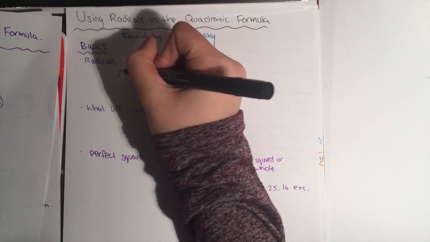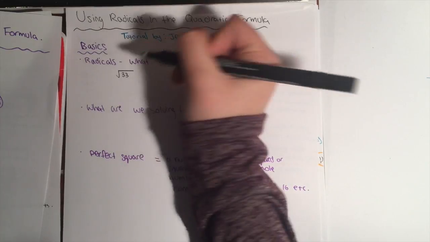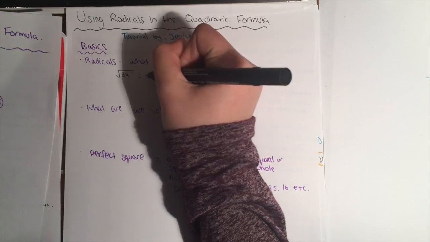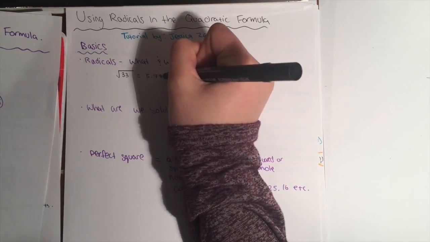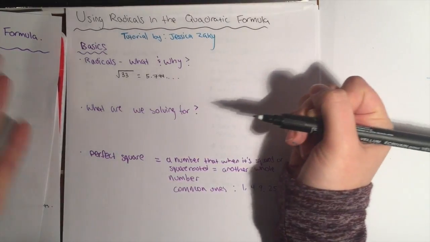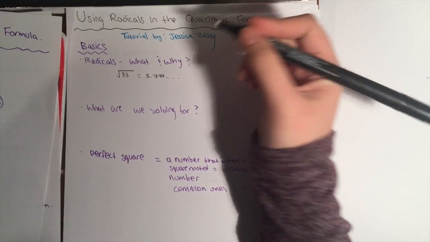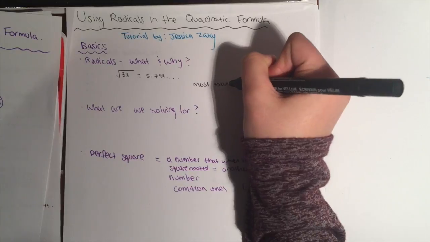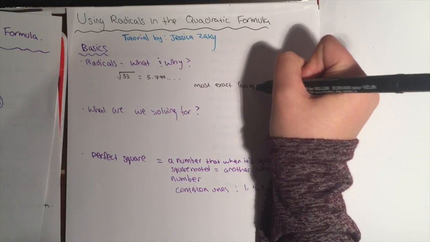For example, you could have any number under here, like root 33, and this is considered a number in its radical form. This number in its decimal form would be 5.744, and so on. The reason that we leave stuff in radical form is to keep it in the most exact or most correct form, which is with no decimals.